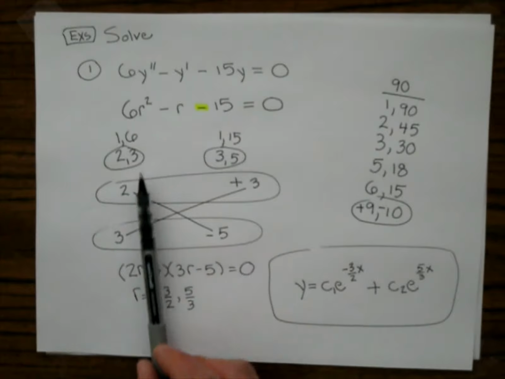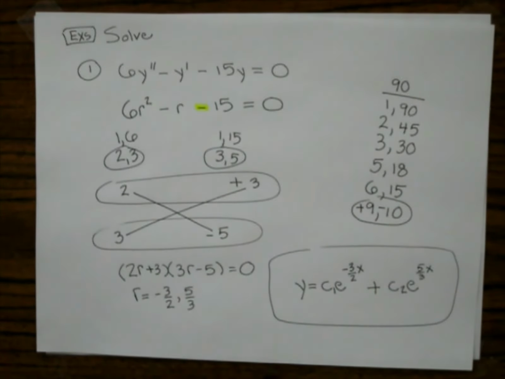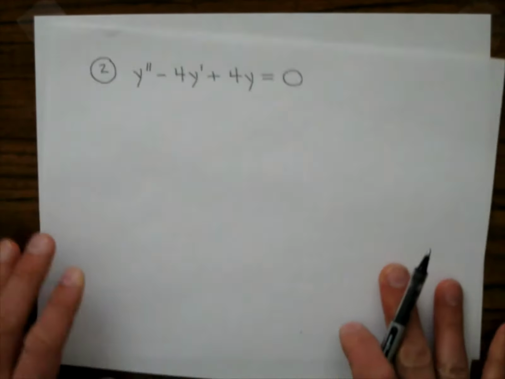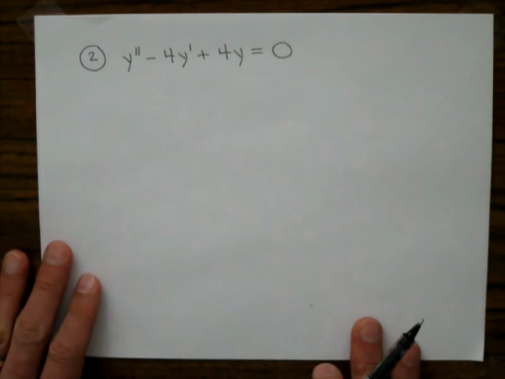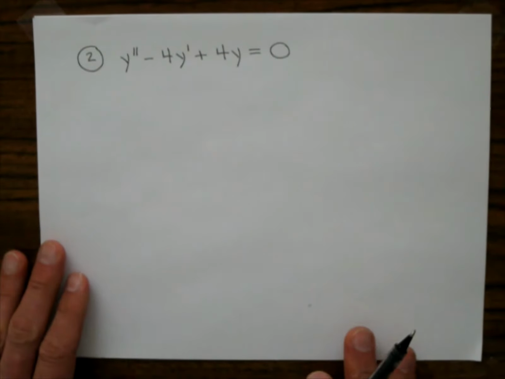The hard part of the problem was factoring a trinomial. So you'll get that in your homework. Let's go ahead and do problem number 2. Problem number 2 looks like this. y double prime minus 4y prime plus 4y equals 0.